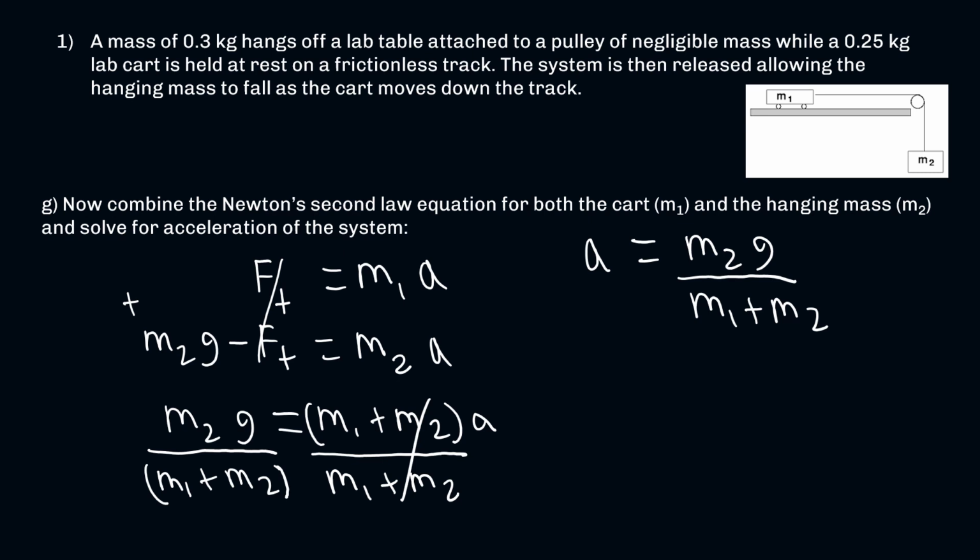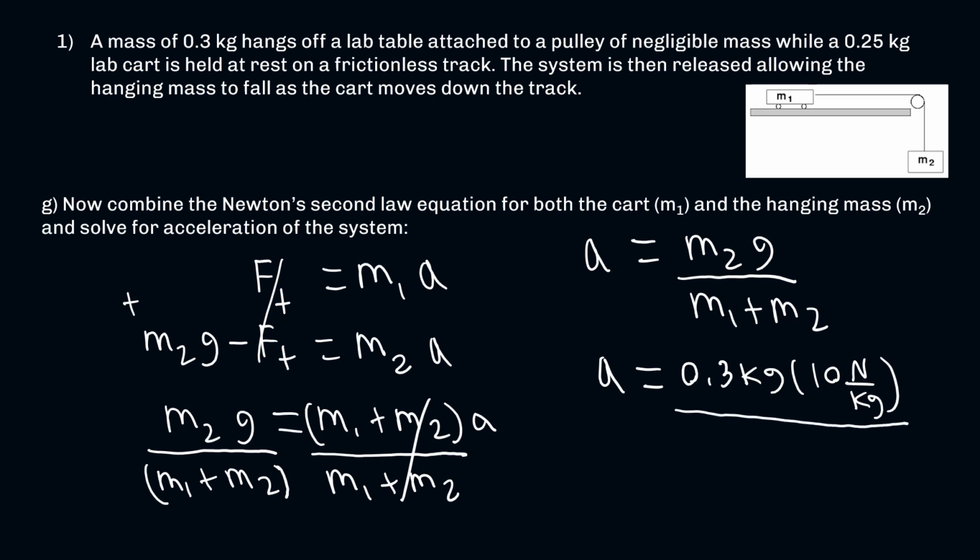Now we're going to plug in our numbers, because say if this was a lab or you want to go to the simulation that I have in the description down below, you can then actually test out what we have here. More or less for lab purposes, you can end up testing this out. So my acceleration is going to be equal to my mass m2, the hanging mass, and it says that the hanging mass was 0.3 kilograms. That is multiplied by g. We know g is 10 newtons per kilogram, or some teachers will just use it as 10 meters per second squared, same exact thing.